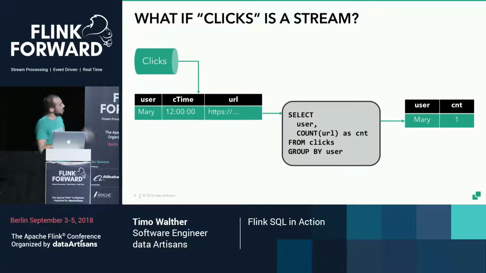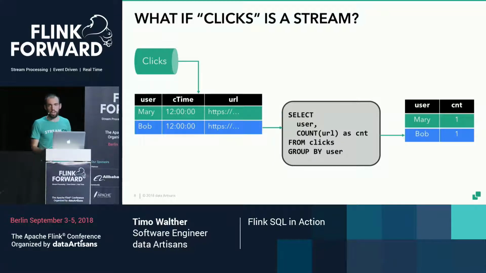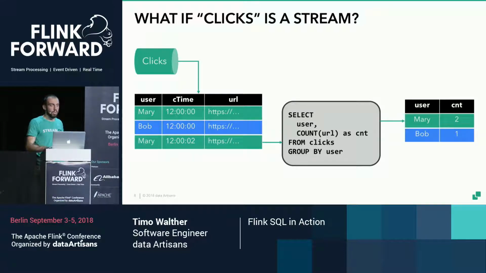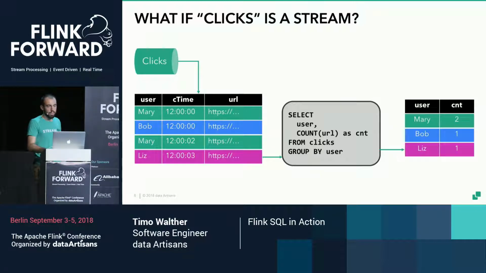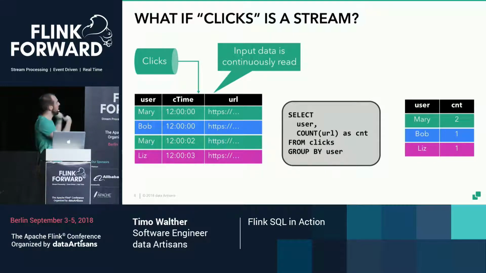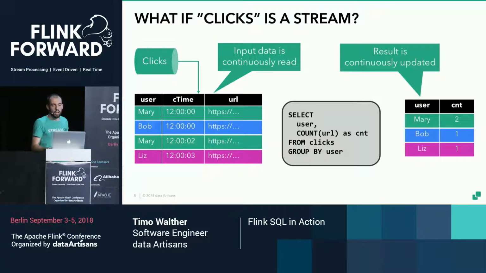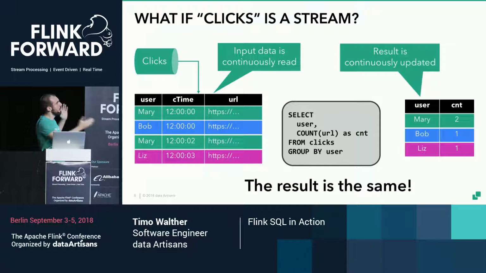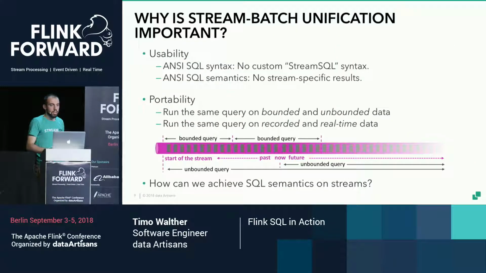So in this case, Mary has just a count of 1, then Bob comes in, still a count of 1. But once Mary is there for a second time, we have to update the count that we previously emitted. So the input data is read continuously, and then the result is also updated continuously. But as you can see, both results, batch and stream, are the same in the end if you materialize the stream. So why is this batch and stream unification so important?